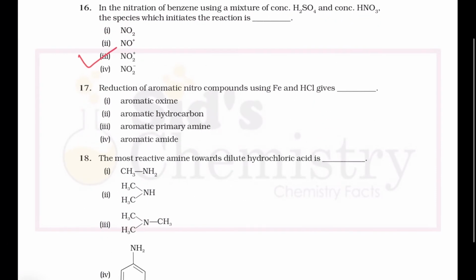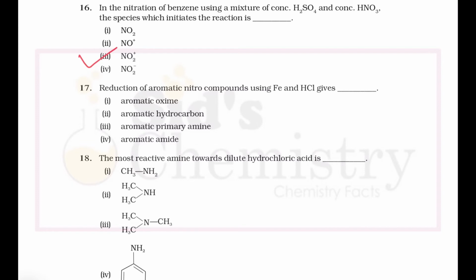Now coming to the 17th question. Reduction of an aromatic nitro compound using Fe/HCl gives. Options are aromatic oxime, aromatic hydrocarbon, aromatic primary amine and aromatic amide. The correct answer for this question is option number 3, that is aromatic primary amine.